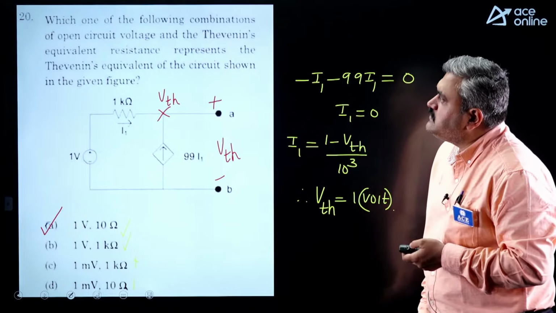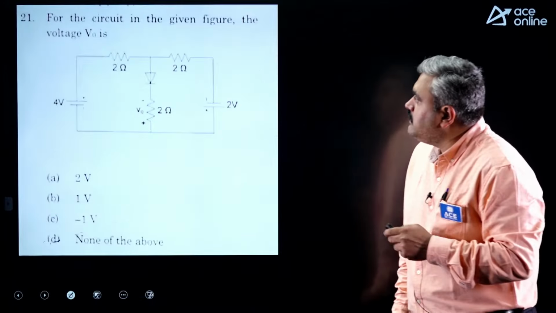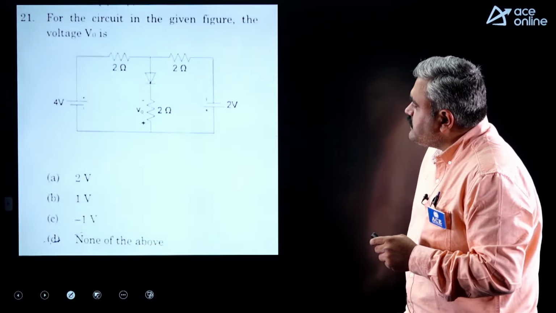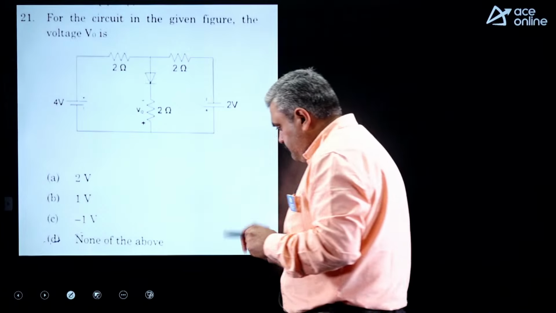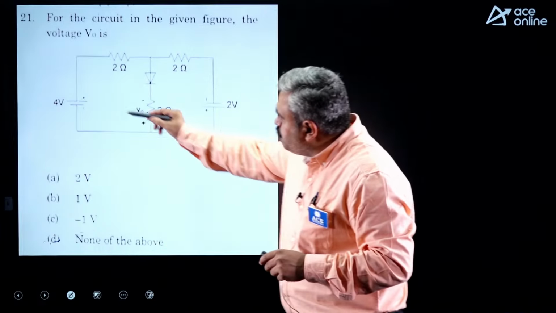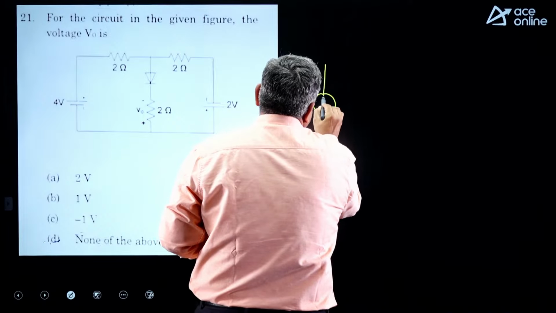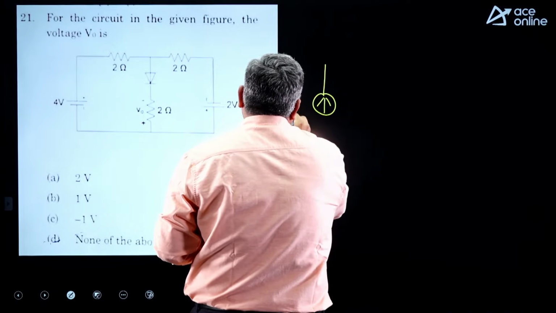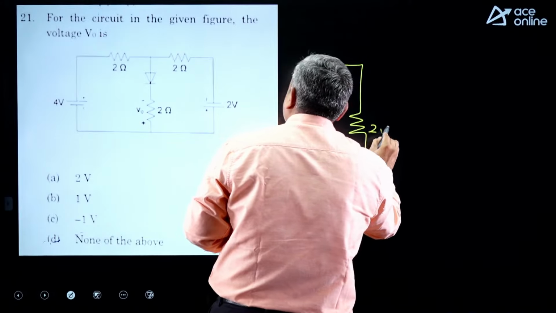Standard questions, I think Thevenin they gave a lot of importance. 2-3 questions on the same topic came. Next, for the circuit shown in the figure, the value of voltage V0. So here, if you apply the concept of source transformation, 4 volts is in series with 2 ohms. So I can convert that into a current source. 4 by 2 will be 2 amps, arrow upward, and 2 ohms resistance will come in parallel.